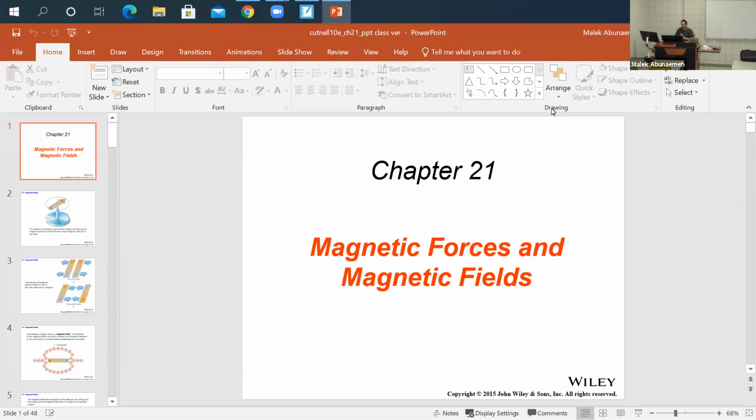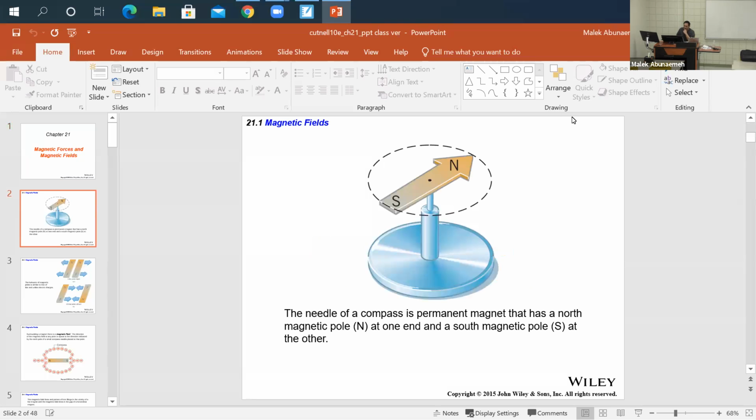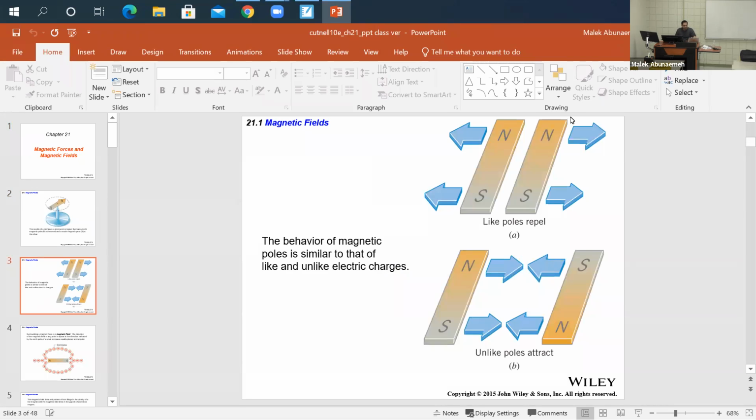All righty. So this is going to be Physics 102, Chapter 21, Magnetic Forces and Magnetic Fields. If you look at the needle of a compass, it is a pyramid magnet that has a north magnetic pole on one end and a south magnetic pole on the other end. Now, the behavior of magnetic poles is similar to like and unlike charges. North and north, south and south, they repel. Same ones repel, opposites attract.